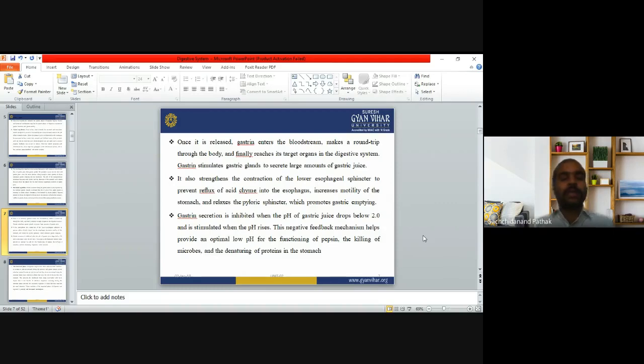So gastrin secretion is inhibited when the pH of the gastric juice drops below 2. Now when the gastric juice pH drops below 2, gastrin secretion is inhibited.